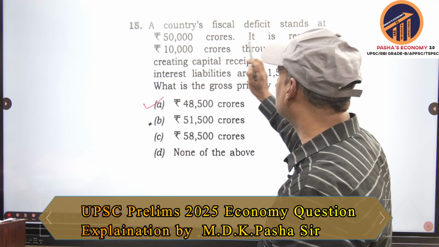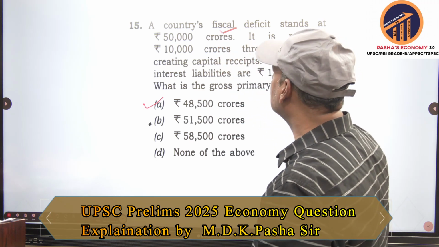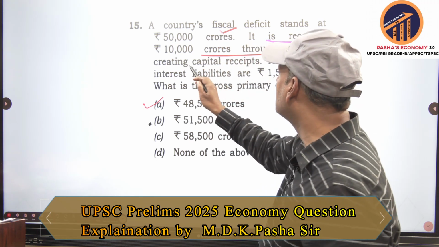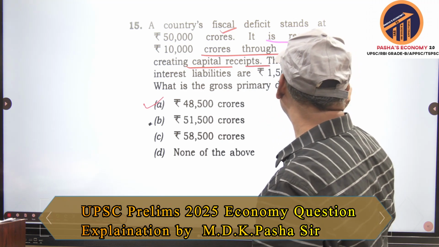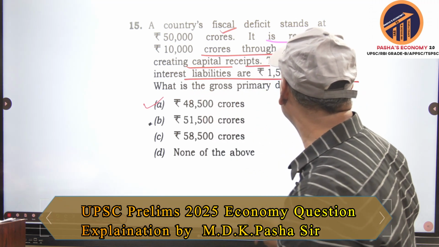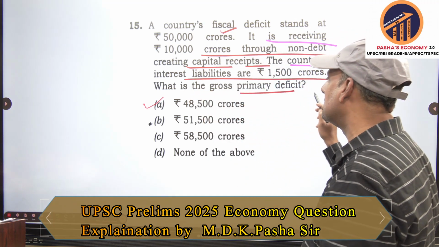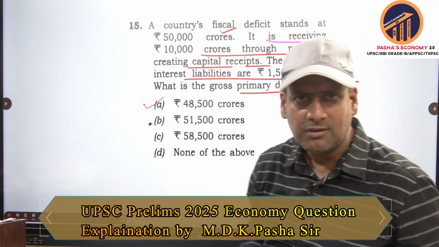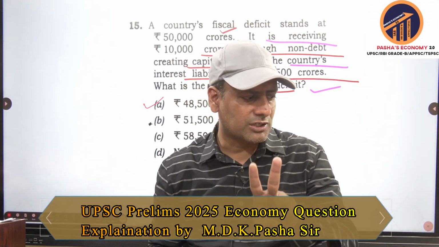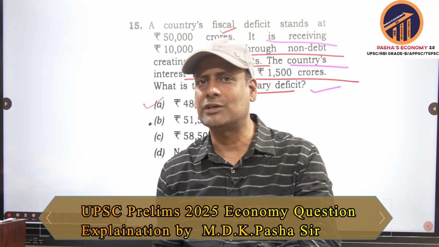The country's fiscal deficit stands at 50,000 crores. It is receiving 10,000 crores through non-debt creating capital receipt. The country's interest liability is 1500 crores. What is the gross primary deficit? See, the question is simple. On primary deficit, two questions were given in the UPSC Prelims 2025.